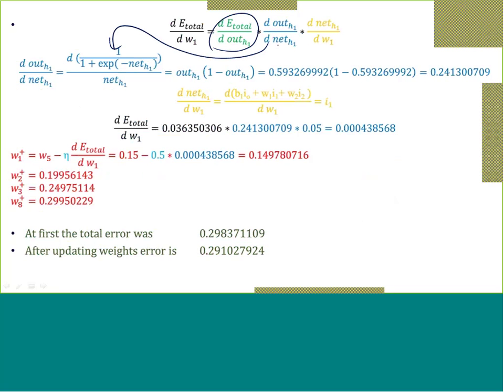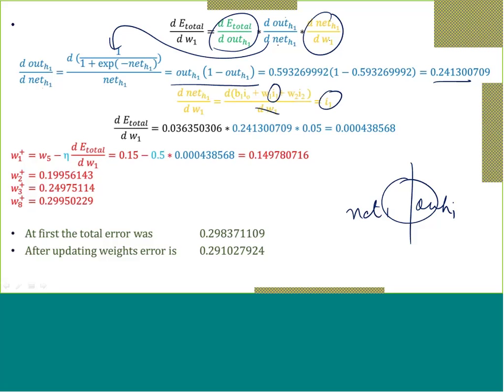This is quite easy because now out H1 is the hidden layer output, right? And this is net H1. Out H1 by net H1 is out H1 times one minus out H1, a similar expression. Then you get net H1 by W1. Net H1 is B1 plus I0 W1 plus I1 W2. When you differentiate it by W1, you get only I1, which is 0.05. When you multiply, you finally get the differentiation of total error with W1.